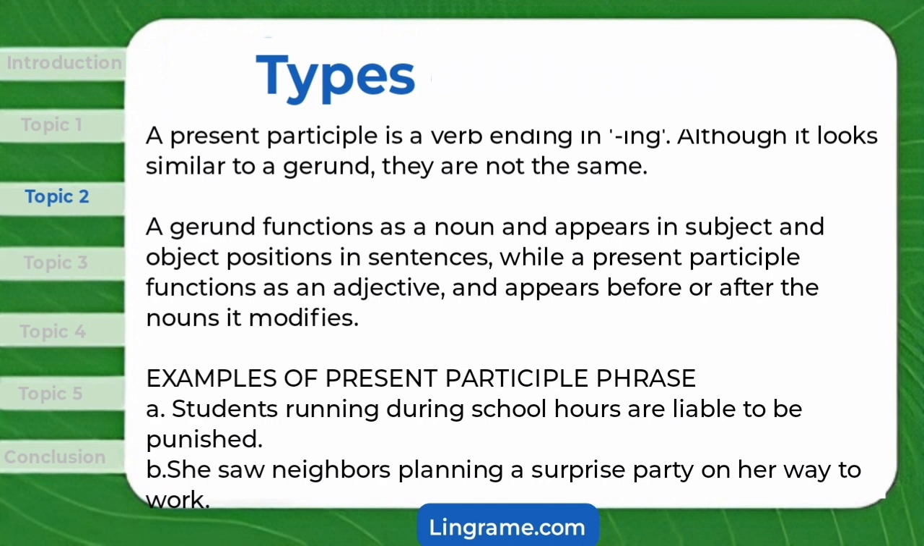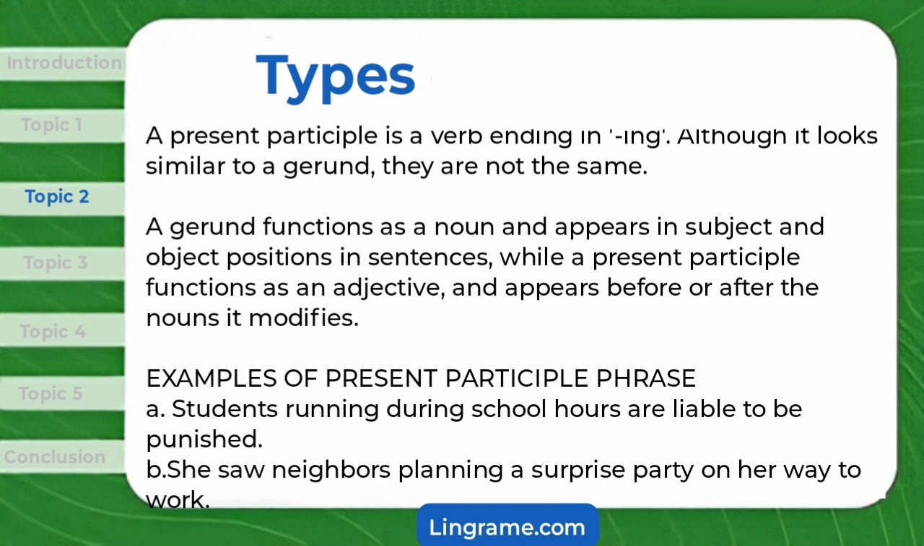Although it looks similar to a gerund, they are not the same. A gerund functions as a noun and appears in subject and object positions in sentences, while a present participle functions as an adjective, and appears before or after the nouns it modifies.